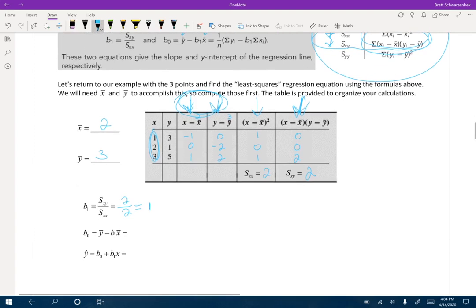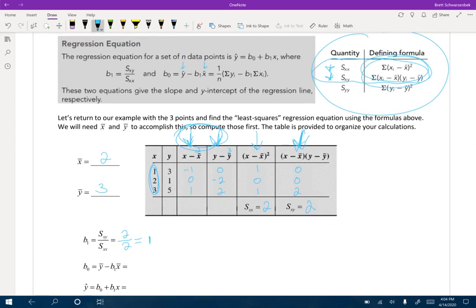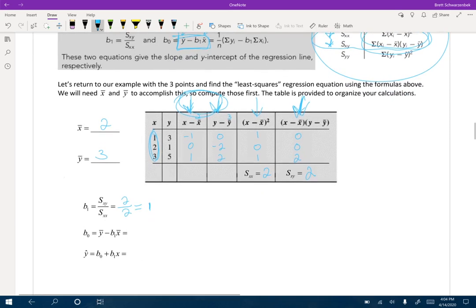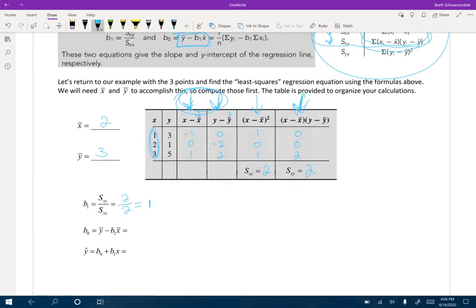Once we get that slope, let's say we decide to use the first formula for the intercept. All we have to do is do y bar minus b1 times x bar. Well, y bar is 3. We subtract b1, which is 1 right here, times x bar, which is 2. If we do that, we get 3 minus 2, which is 1.